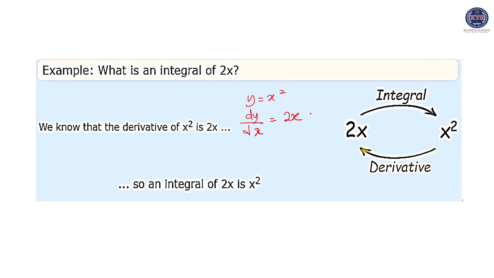Okay. If you reverse the process, if you integrate 2x dx, therefore you will have 2x squared over 2 plus c, or if you simplify you have x squared plus c. Okay, so you will get back the original function of y, right? So actually it's a reverse process.